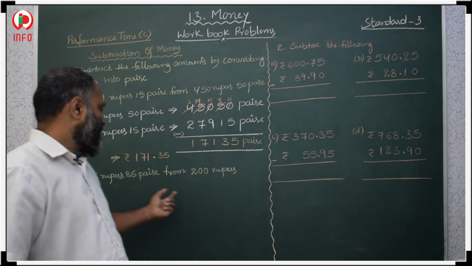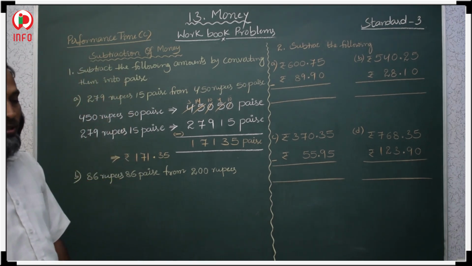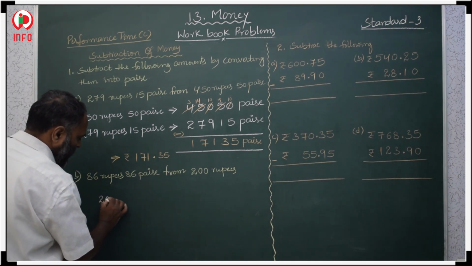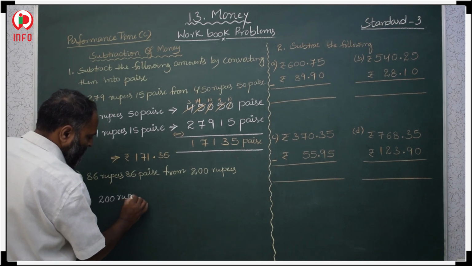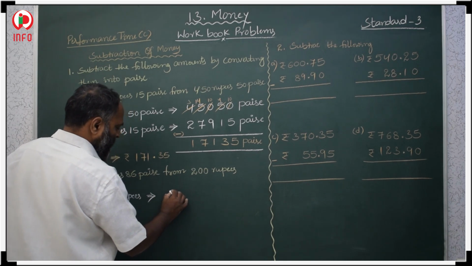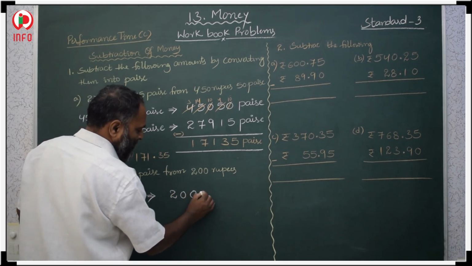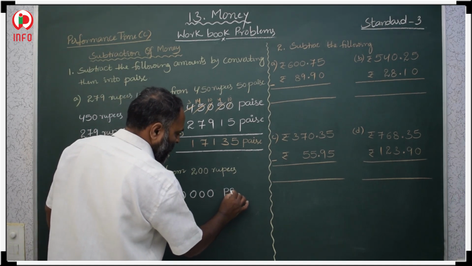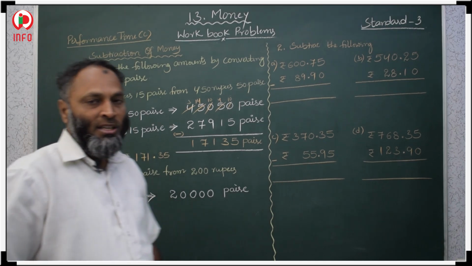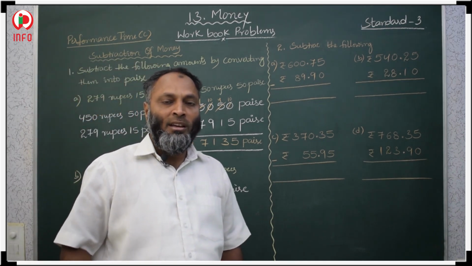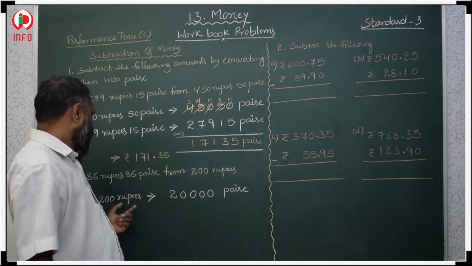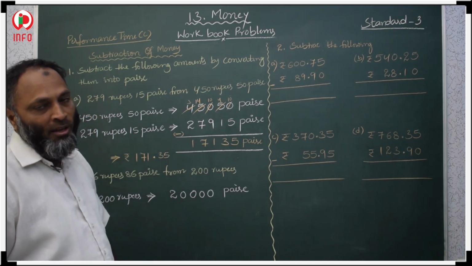Now the next question, 86 rupees 86 paisa from 200 rupees. From 200 rupees we should subtract 86 rupees 86 paisa. From number we should take first, that is 200 rupees. 200 rupees is equal to 20,000 paisa. So just add 2 zeros. Why? 1 rupee is equal to 100 paisa. In 100 we have 2 zeros. So here we should add 2 zeros, then you will get it in pice.